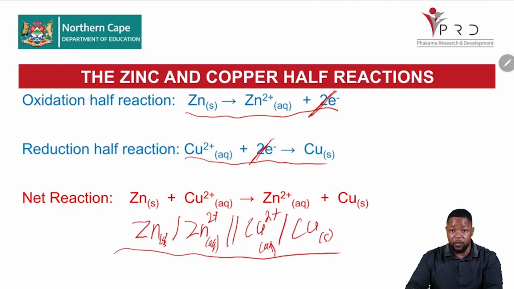Remember that we can't use platinum as the inert electrode in this case because our substances are metals. Zinc is a metal and copper is also a metal.